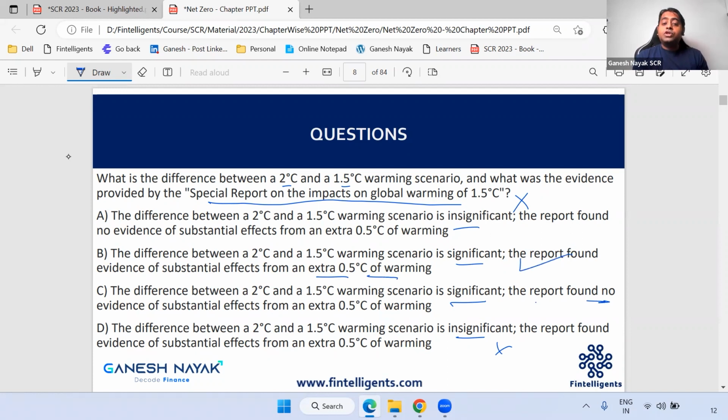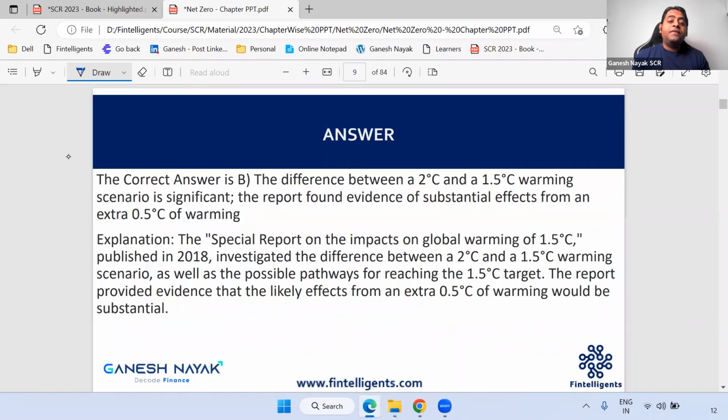So B is the answer, because we did find a substantial effect of that extra 0.5 degrees Celsius that is there. So the answer is B.